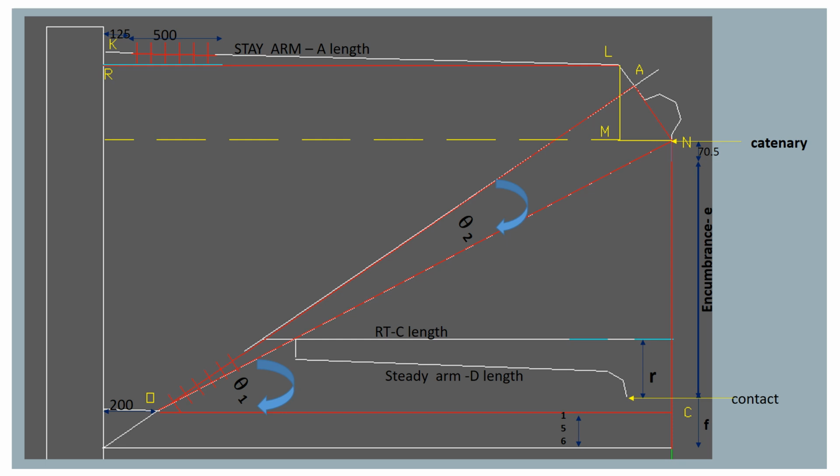Today we discuss how to calculate the length of the bracket tube, stay tube, registration tube and steady arm. It is indicated in B, A, C, D.